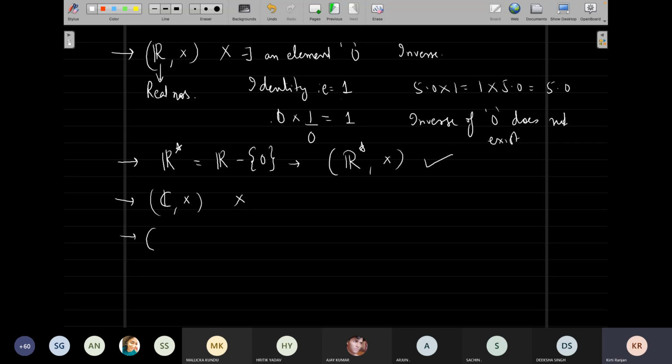What will be a group here also? C non-zero, minus zero. So C star, which you will have to define as the complex numbers minus 0 plus i0, or the set of two real numbers, and that will be again a group.